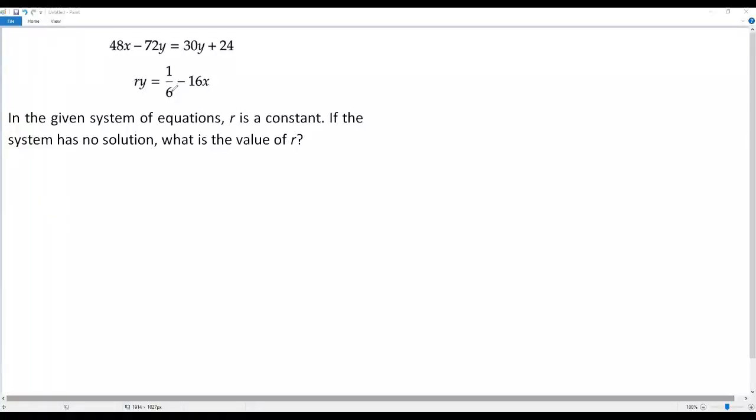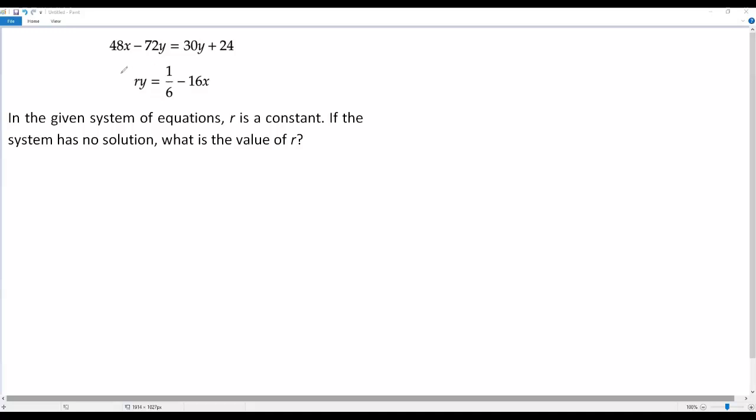Here we have an SAT math question. Okay, let's go with the question. 48x minus 72y equals 30y plus 24, or y equals 1/6 minus 16x. In the given system of equations, r is a constant. If the system has no solution, what is the value of r?